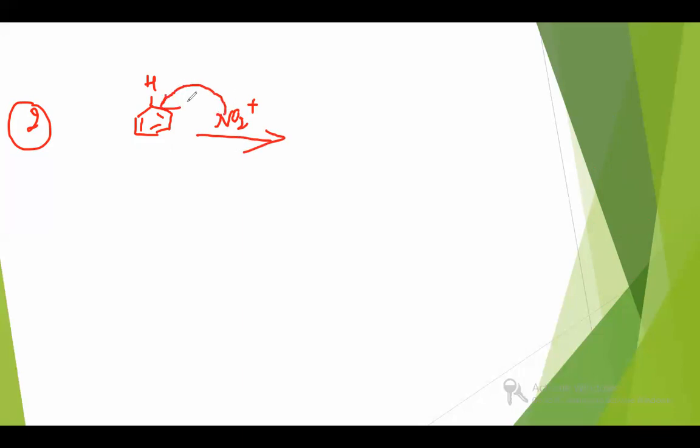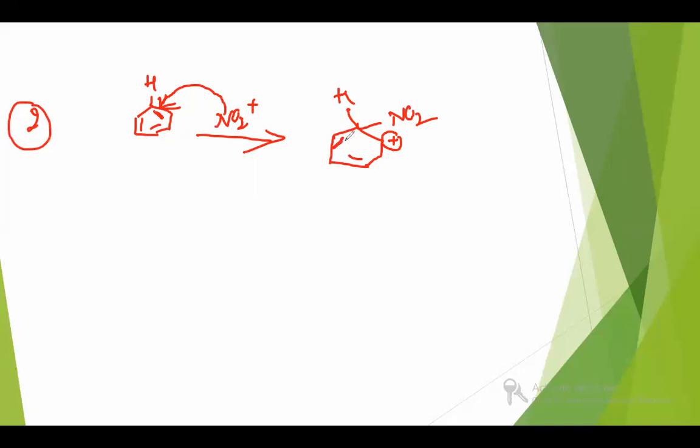If it attacks the electron-rich double-bonded group, we can write it like this: benzene and benzene. If NO2 attacks, this is the double-bonded compound, with one hydrogen and one NO2 group. If NO2 attacks here, this double bond becomes a single bond, so the carbon will be having the positive charge.